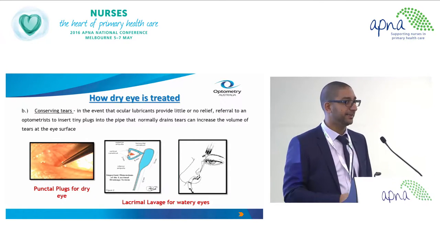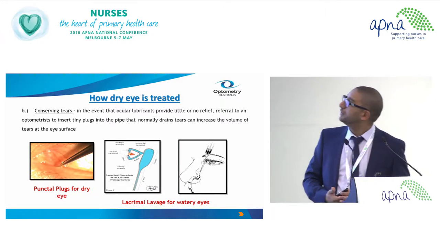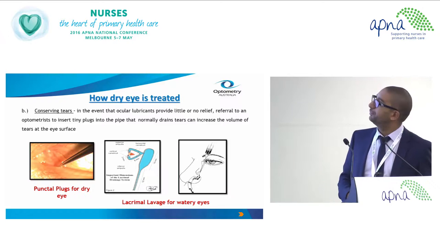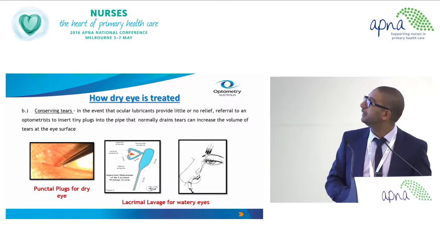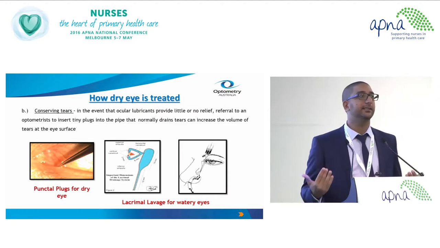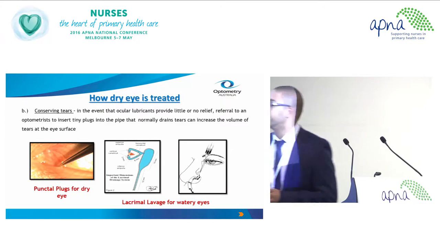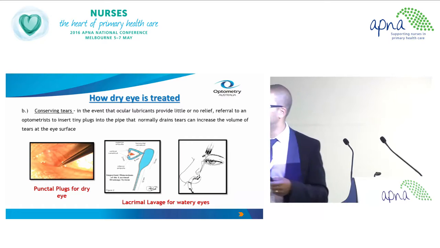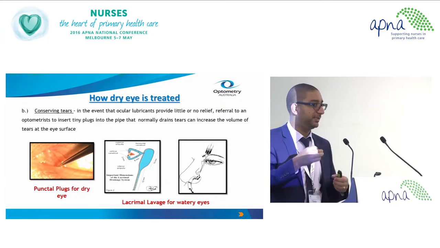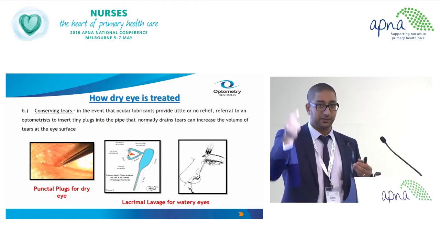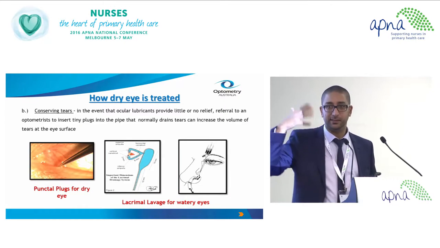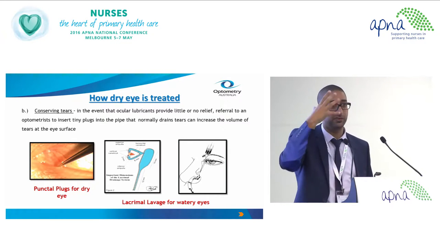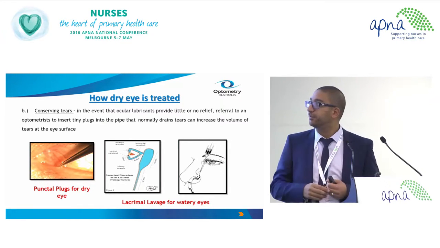Second way we can treat dry eye, instead of adding tears, we can conserve tears. So in the event that ocular lubricants provide little or no relief, we can actually insert punctal plugs, okay? And what they do is increase the tears in the eye, the volume of the eye. So we've all got two puncta, a little hole on the bottom, and actually one at the top. 90% of the tears go down, thanks to gravity, some of them go up, okay? We put punctal plugs in there, and what happens is the tears don't drain as quickly, and sometimes it increases the tear volume at the surface of the eye and allows the eye to be less dry.